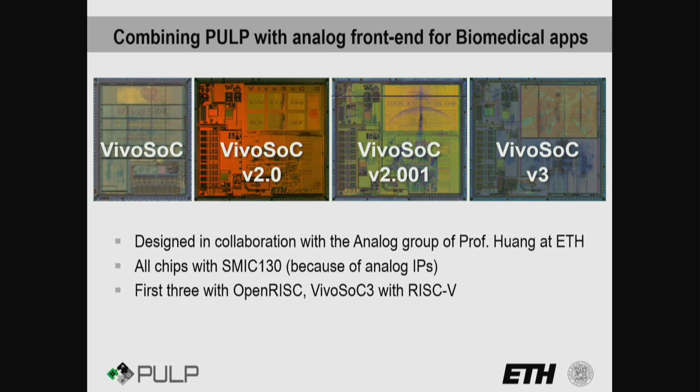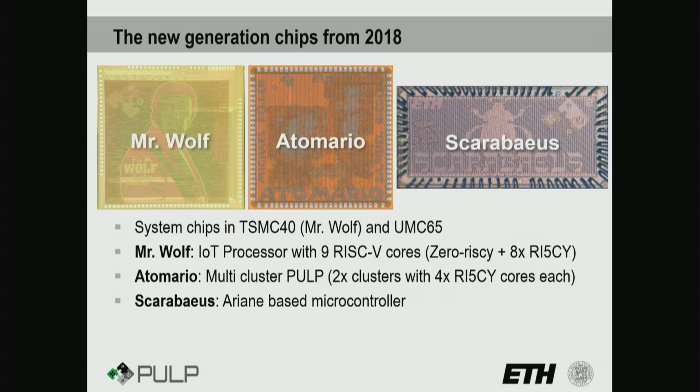We also combined Pulp with analog front ends for biomedical applications. These were designed in collaboration with Professor Huang's analog group at ETH Zurich. These chips were taped out in SMIC's 130 nanometer technology because we had these analog IPs that we needed to fit there. And there, as you can see, the first few were also OpenRISC based, and now we've moved to RISC-V after the cores have matured and these systems have grown up.